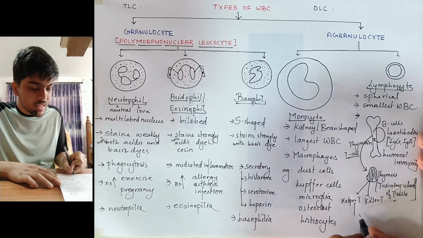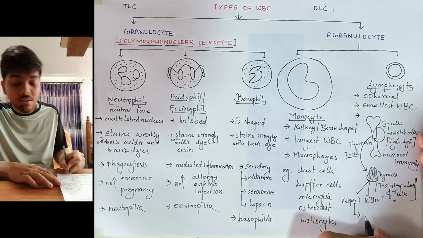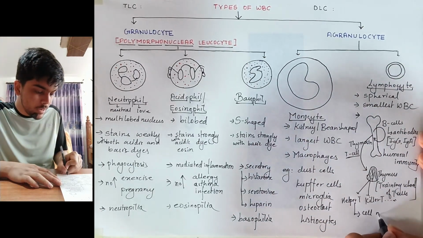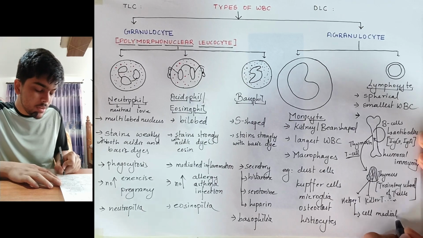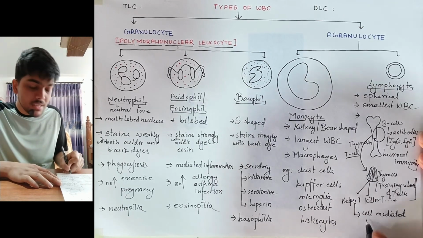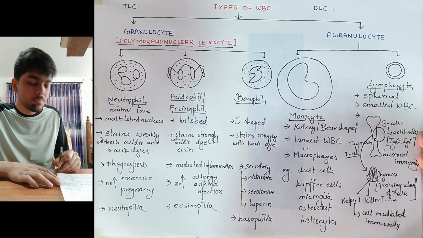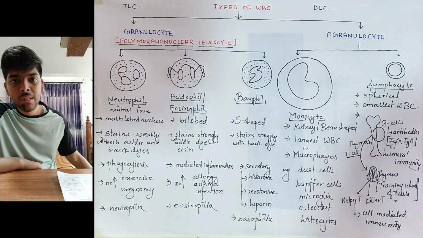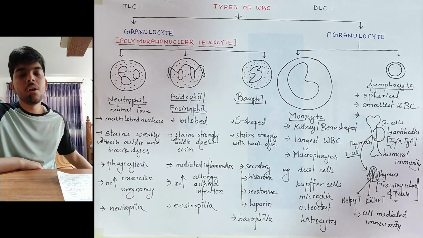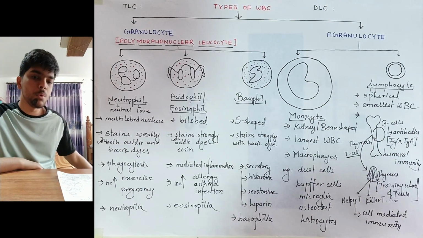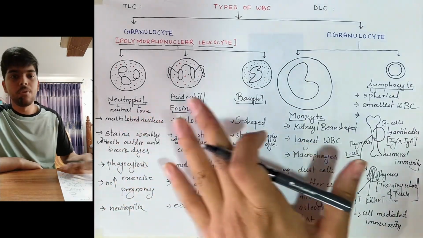And these T cells, they are responsible for which immunity? They are responsible for cell-mediated immunity. The reason, because helper T cells, killer T cells, they are cells, and their function is to form the immune system of human body. Since the immunity is being gained with the help of cells, that particular immunity is known as cell-mediated immunity. And that's it for the types of WBCs.